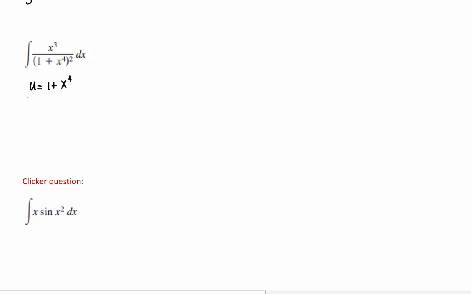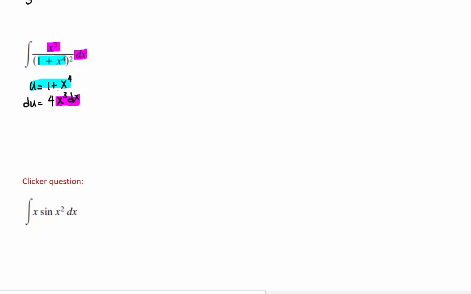The reason why I do this is because I need an x cubed, and this is going to give it to me because I take the derivative and I get 4x cubed dx. And now let's use some other colors to not get boring. I have x cubed dx. So that 4, I need to do something about it. And now this, you can see that's straight up u, so there's no problem already.